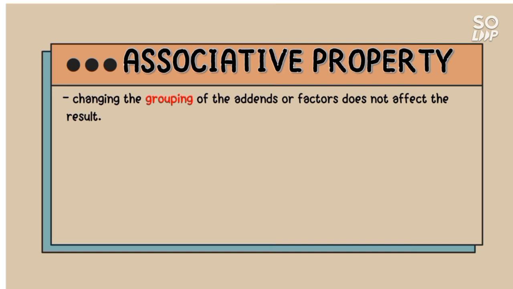Okay? So again, what is associative property? Associative property is where we are changing the grouping of the addends or factors but does not affect the result. Let's have this representation. In addition, when we add, we can group the numbers in any combination. If I have A plus B plus C, what do we mean by group? As we can see in this equation, quantity A plus B plus C is equal to A plus the quantity B plus C.